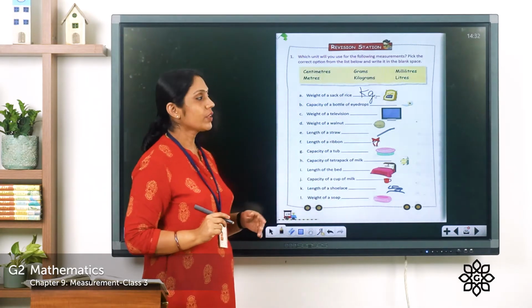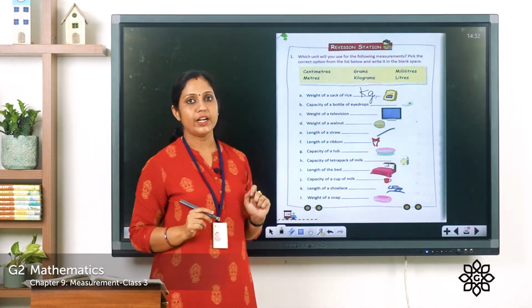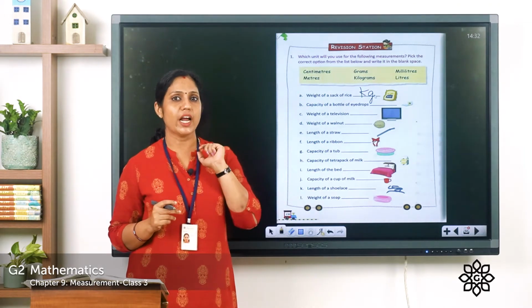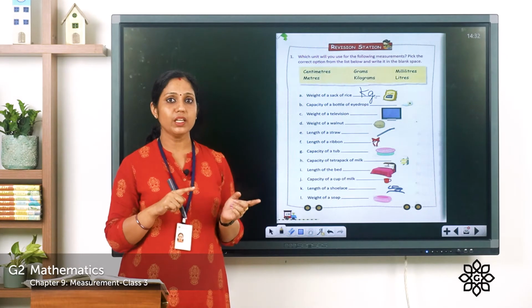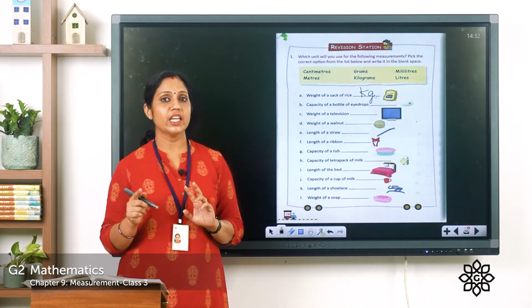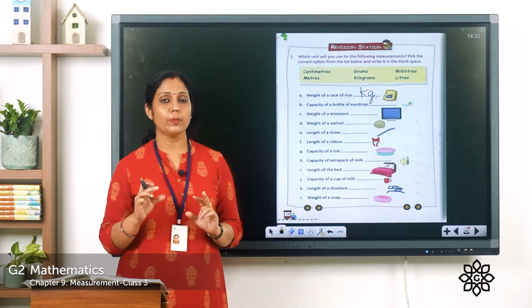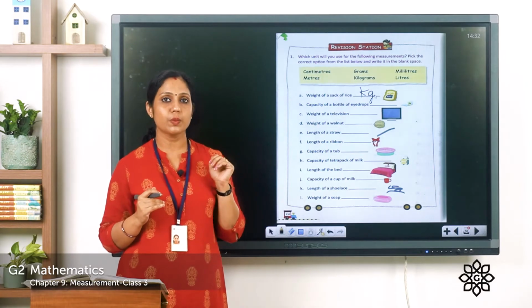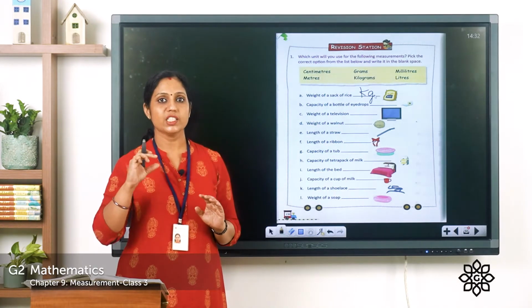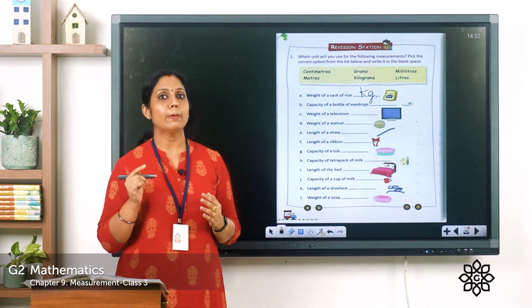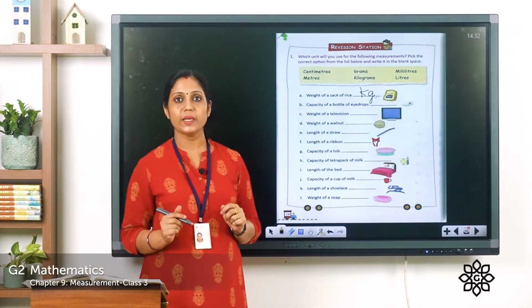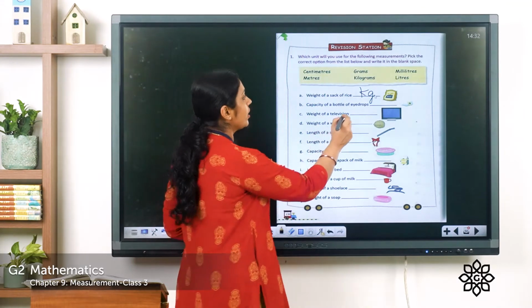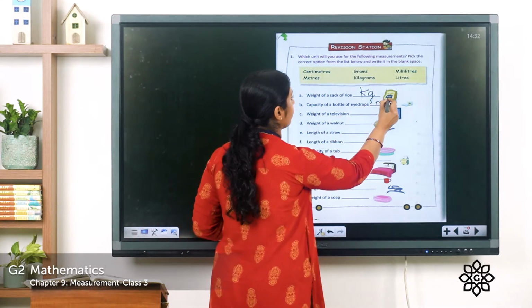Look at B, capacity of a bottle of eye drops. So just imagine eye drops, it's liquid. So which measurement do we need? We need either milliliter or liter. Now again imagine whether an eye drop bottle can hold a greater amount or smaller amount. It holds only a smaller amount. So we use milliliter to measure eye drops. For milliliter, the short form is ml. So you can write ml here.